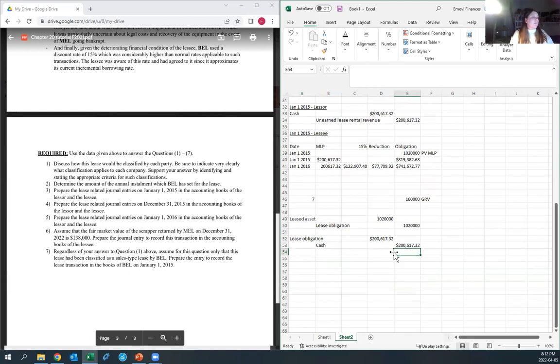Then on December 31st, 2015, we're going to do the entries for both. First for the lessor, they're going to recognize their unearned rental revenue into lease rental revenue for the year. And they're also going to depreciate the asset in their books. So first, recognize the lease rental revenue. That amount is going to be the cash that they received, $200,000, or whatever you put here in the unearned.